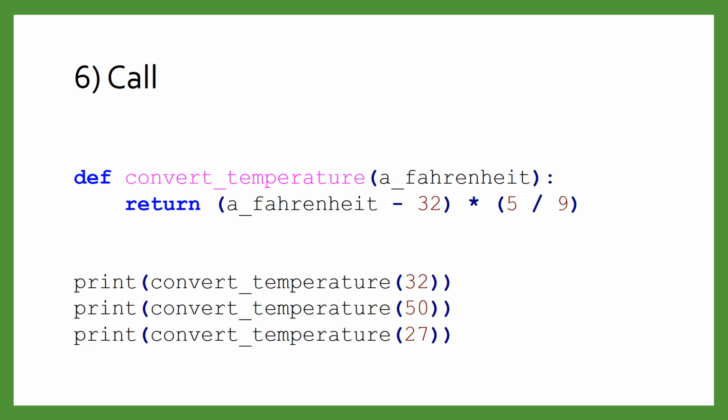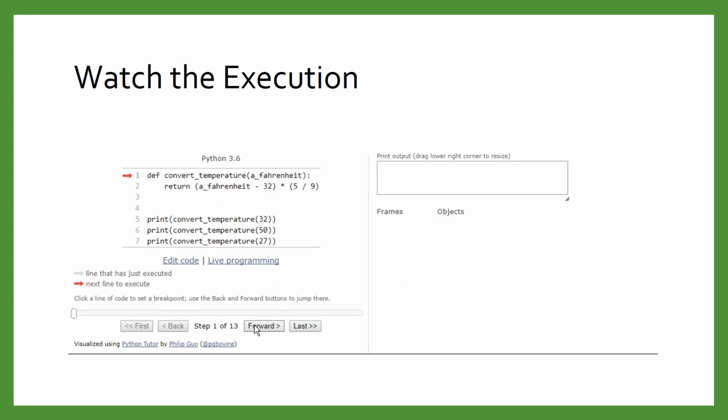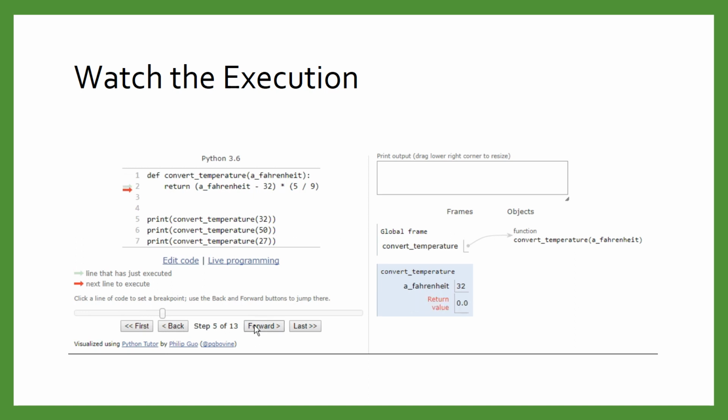Finally, we can now call our function in the code. Notice how we connect the original values as arguments for our function call. So, what happens when you actually call a function? Let's see it in action. Notice how the execution jumps backwards when we call a function and then returns later.